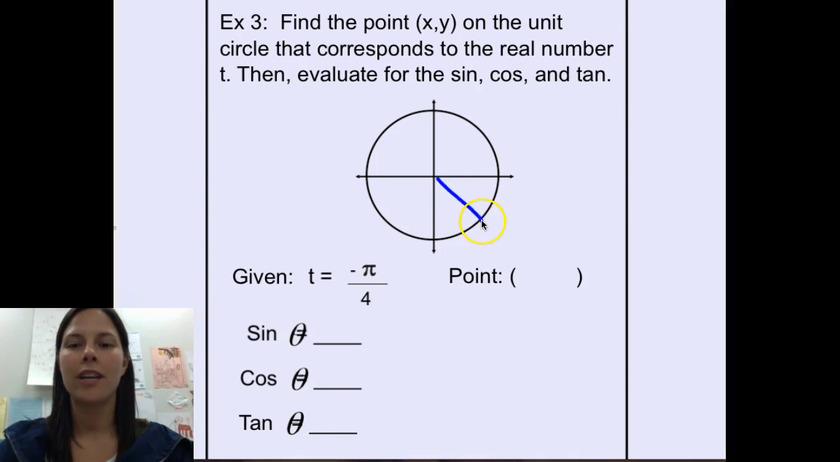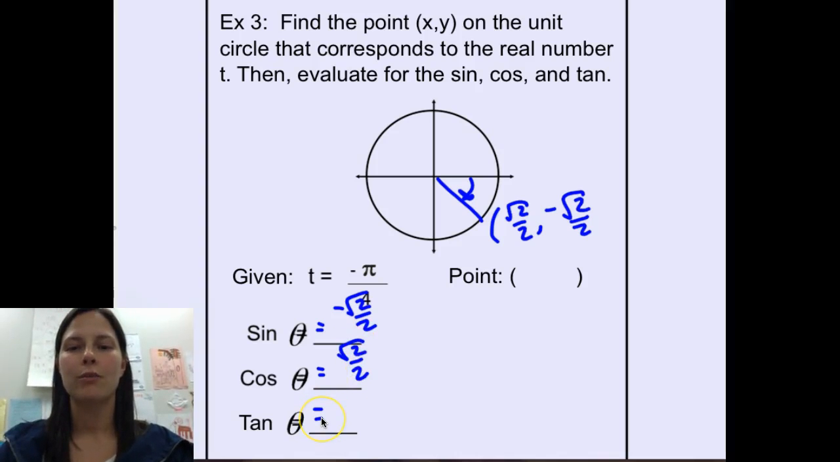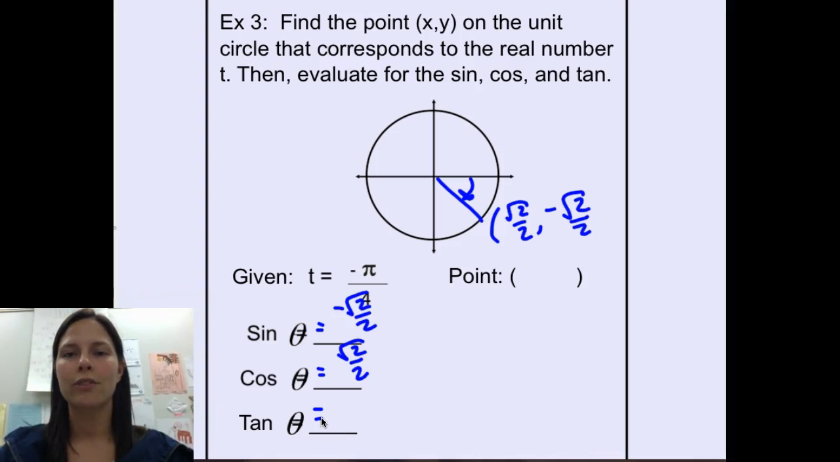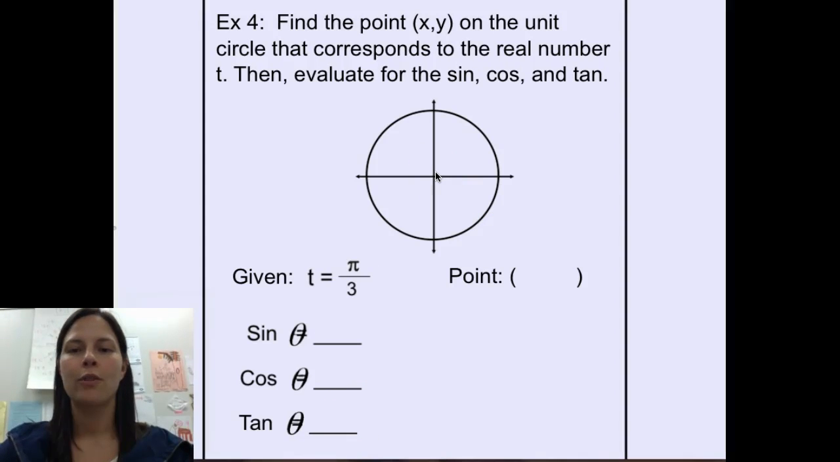Negative pi over 4. So we go halfway into the fourth quadrant, and that would be our x value is positive and the y value is negative. If you want to write that where it says point, go ahead. I like writing it on the circle, obviously. Sine is the y coordinate, -√2 over 2. Cosine is the x coordinate, +√2 over 2. And tangent is the ratio of those. If you take -√2 over 2 and divide it by itself, or the positive version of itself, you will get -1.